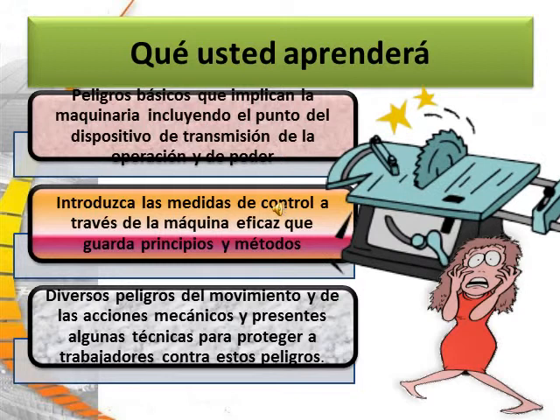The basic hazards involved in machinery, including the point of operation and power transmission devices, will be discussed, along with introducing control measures to effective machine guarding principles and methods, various hazards of mechanical motion and actions, and we'll present some techniques for protecting workers from these hazards.